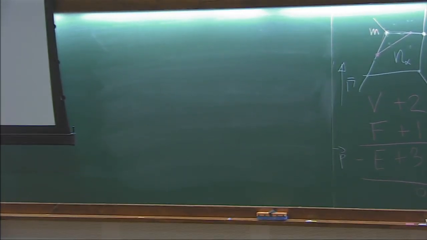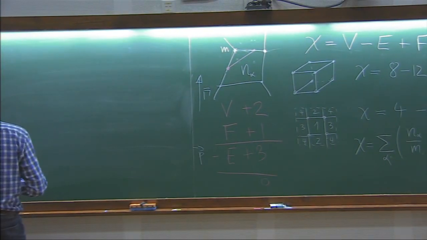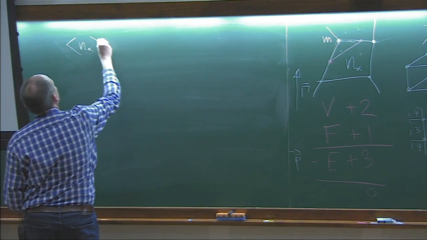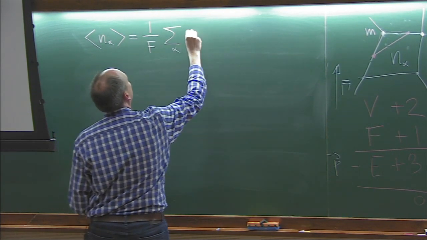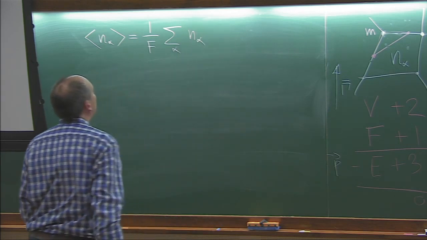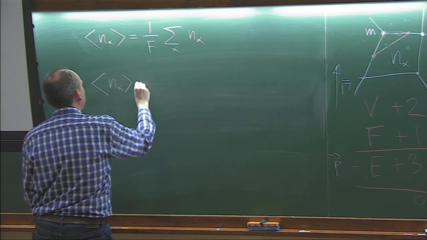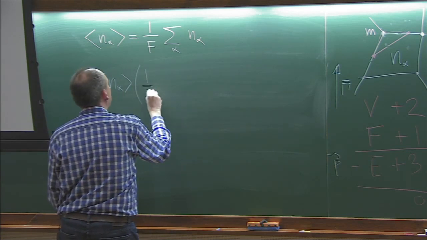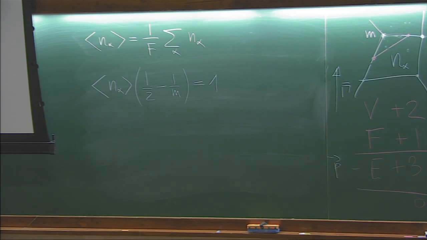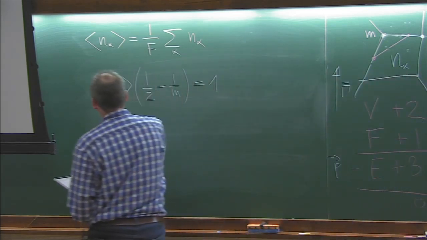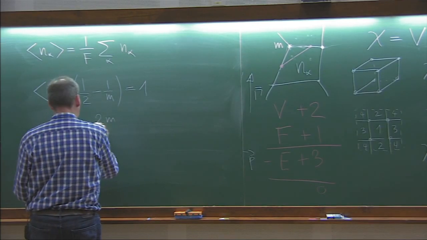And this is only easy to do when m is the same everywhere. That's why I chose this for simplicity. And now we can use the fact that the average of the number of neighbors the cells have in a mesh is 1 over the number of faces times the sum over alpha of n alpha. And now, using what is written here, I can write that the average number of neighbors multiplied with 1/2 minus 1 over m must be 1. It's just this equation rewritten. And so we find that the average number of neighbors is 2m over m minus 2.